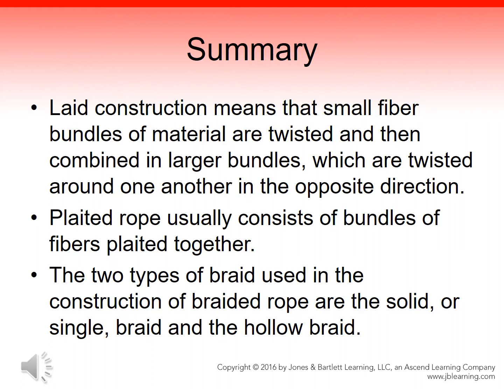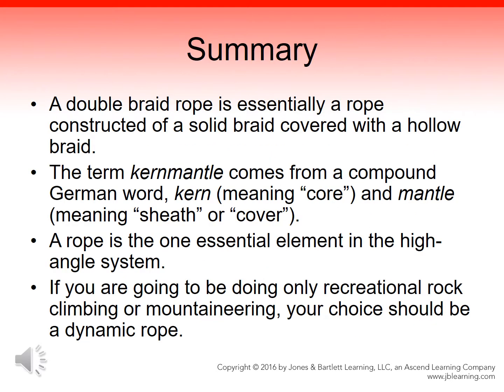The two types of braid used in the construction of braided rope are the solid or single braid and the hollow braid. A double braid rope is essentially a rope constructed of a solid braid covered with a hollow braid. The term Kernmantle comes from a compound German word, Kern meaning core and mantle meaning sheath or cover.